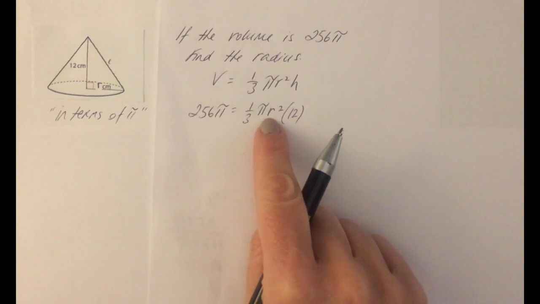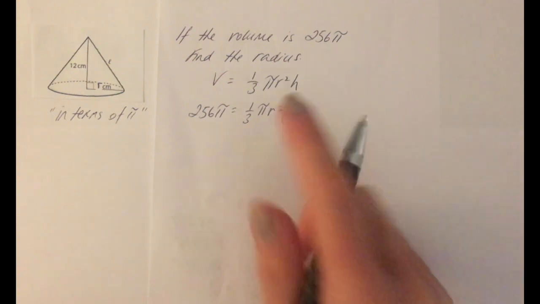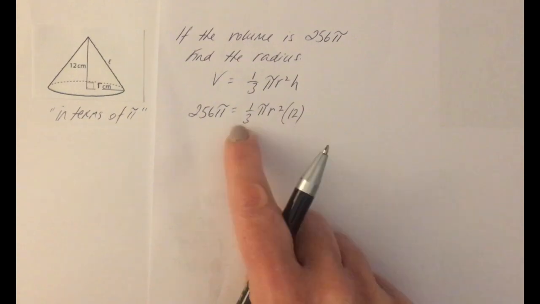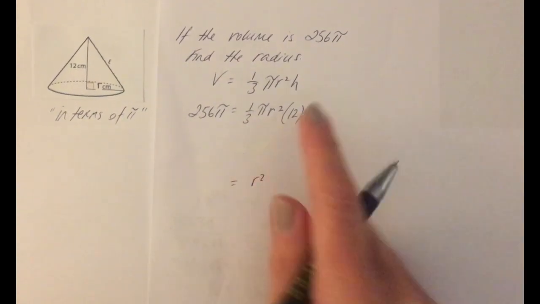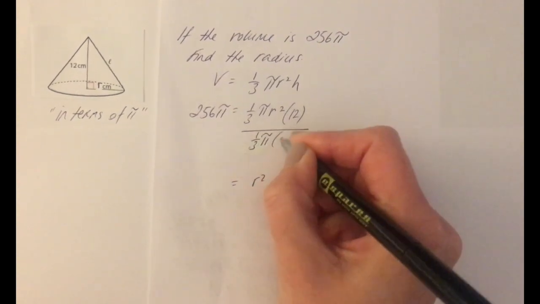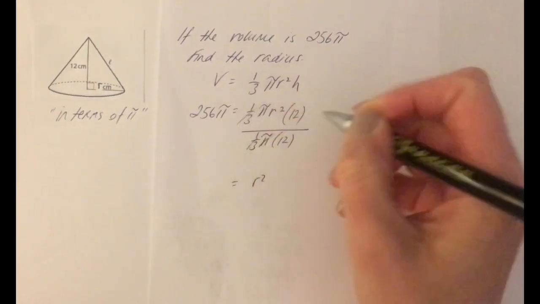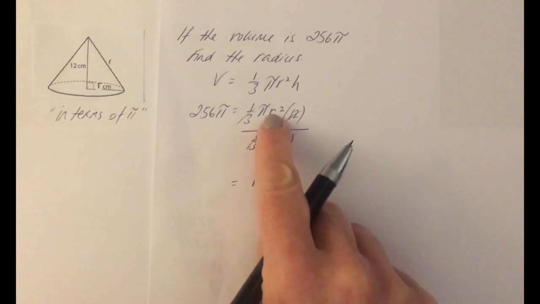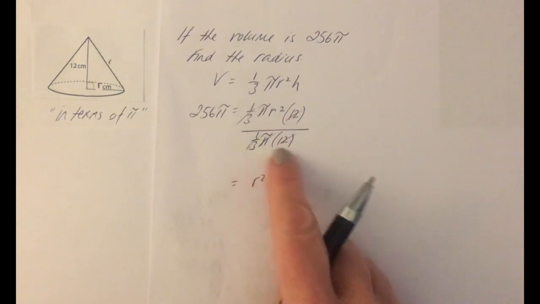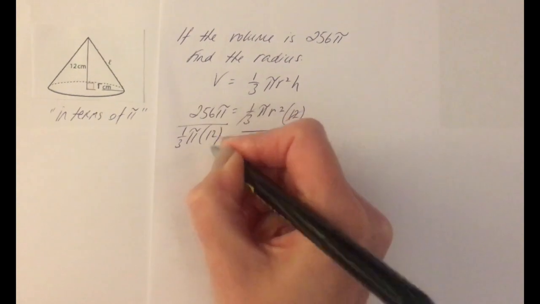So I'm going to want to get r squared on its own before I can get r on its own. So basically, if I want to get r squared on its own, I'm going to want to get rid of the third, the pi, and the 12. And all of those things are being multiplied there on the right-hand side. So what I'm going to do is divide by all those things: 1/3 pi and 12. Okay, all of those things I want to get rid of. And that will get rid of that, that will get rid of that, and that will get rid of that, which is what I want, and to be left with just the r squared on its own. Of course, if I divide the right-hand side by 1/3 pi and 12, I'm going to want to divide the left-hand side by 1/3 pi and 12.